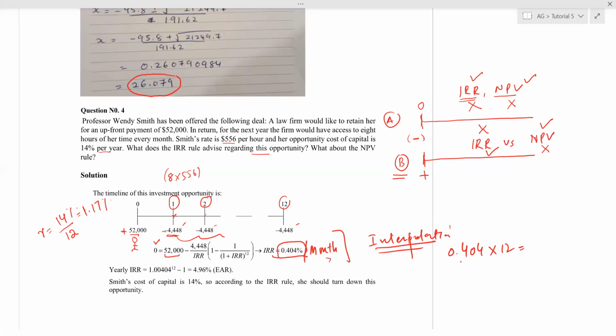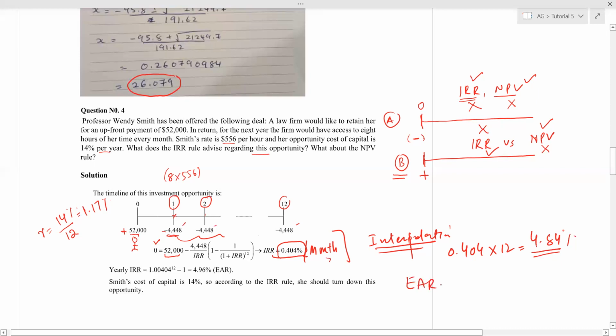Yeah, so the answer would be 4.84%. Okay, so this is the annual rate. But if we use the effective annual rate, the effective annual rate is equal to 1 plus EPR, the periodic rate, to the power m, minus 1. EPR is what you have calculated, right? So it should be equal to 1.00404 to the power m, which is 12, minus 1. So this is the effective annual rate. Effective annual rate is equal to 4.96%.